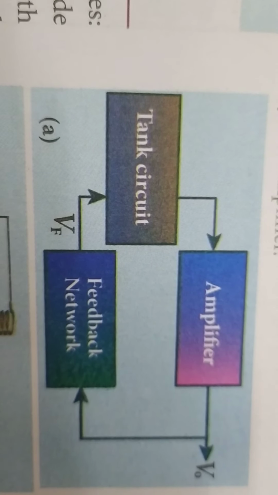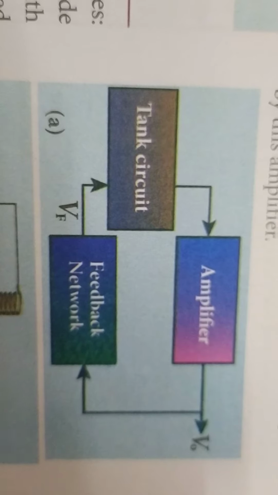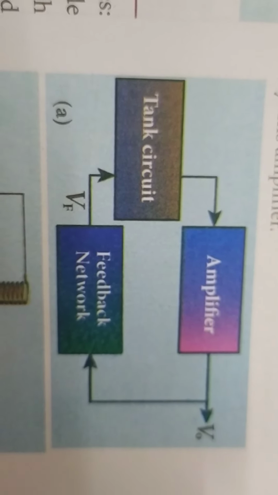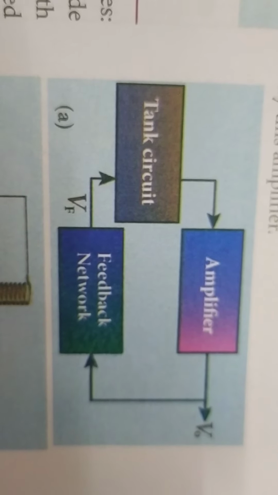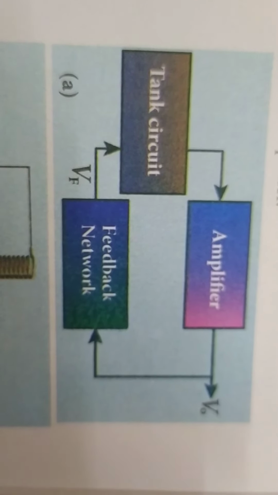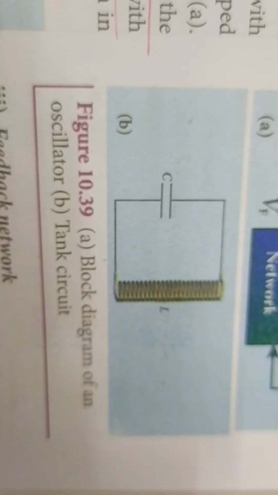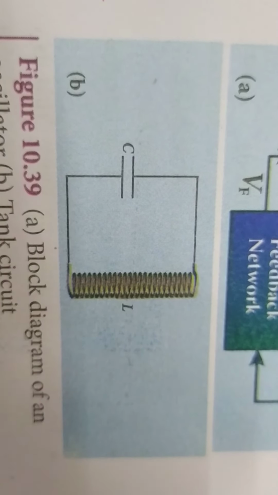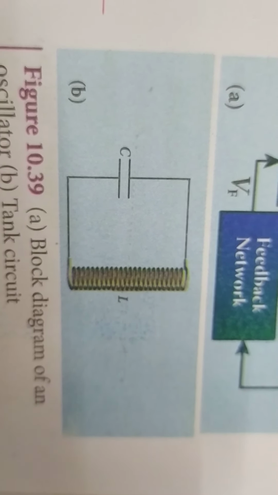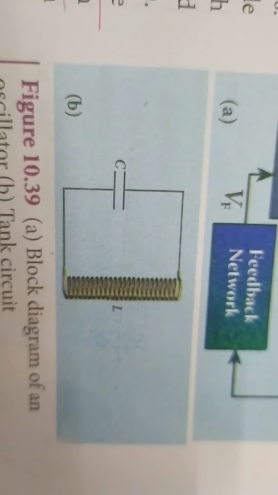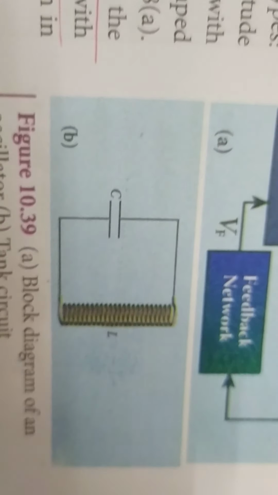The tank circuit actually provides the necessary energy, and the amplifier amplifies the signal, and if the signal is still not amplified enough, it is again given through the feedback network, and so you will get proper amplification after this feedback. And so here this is the tank circuit. A capacitor and inductor connected in parallel is called a tank circuit. This will provide the oscillations. So you will get electromagnetic oscillations using this transistor.